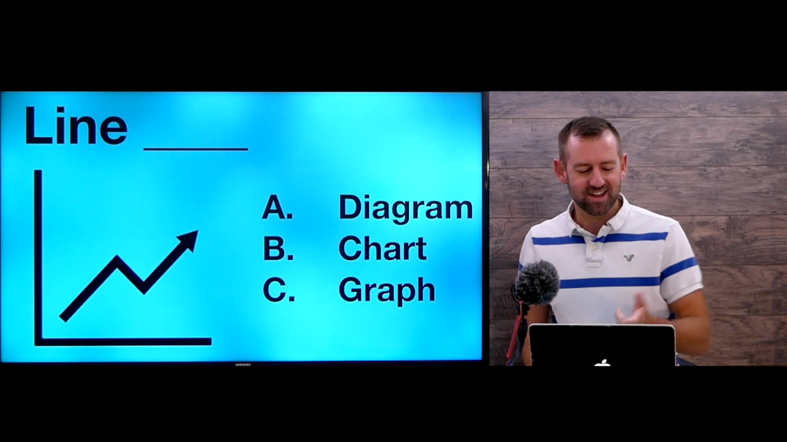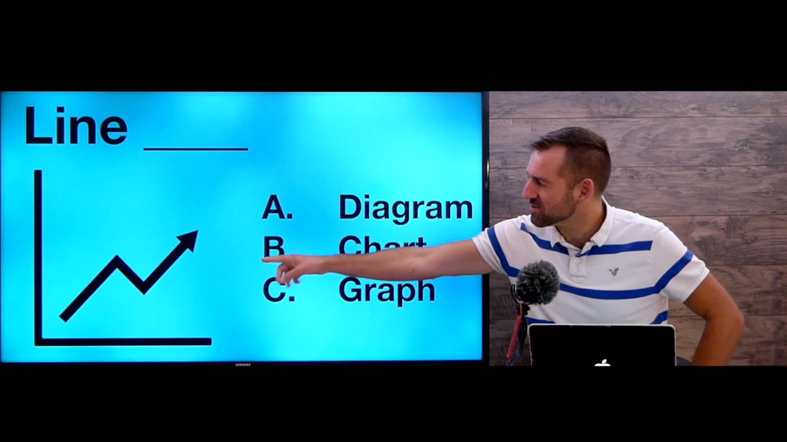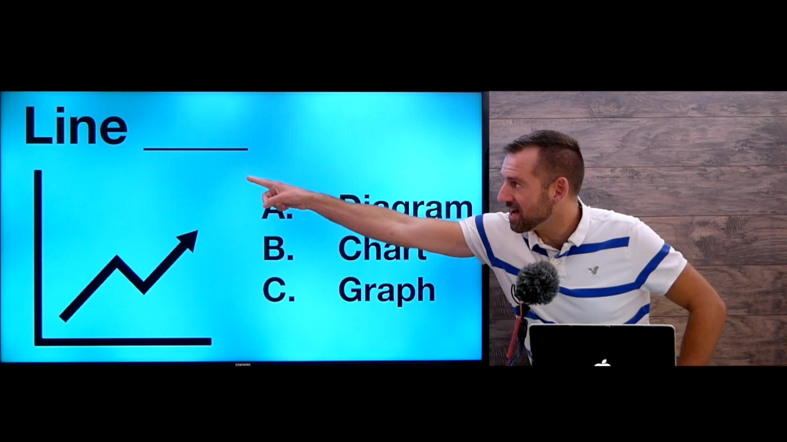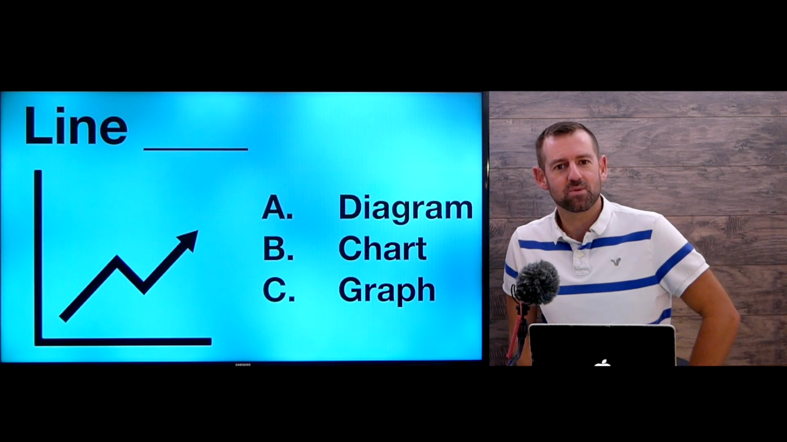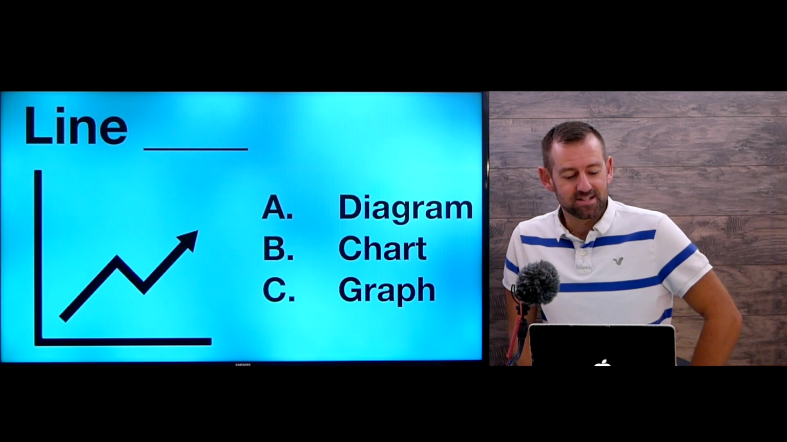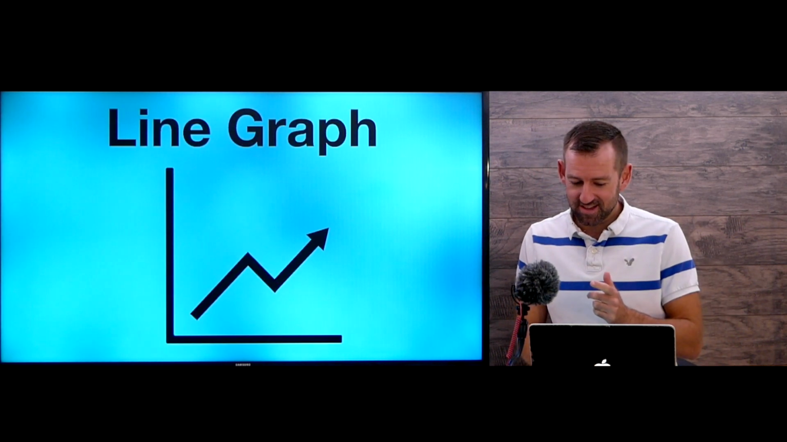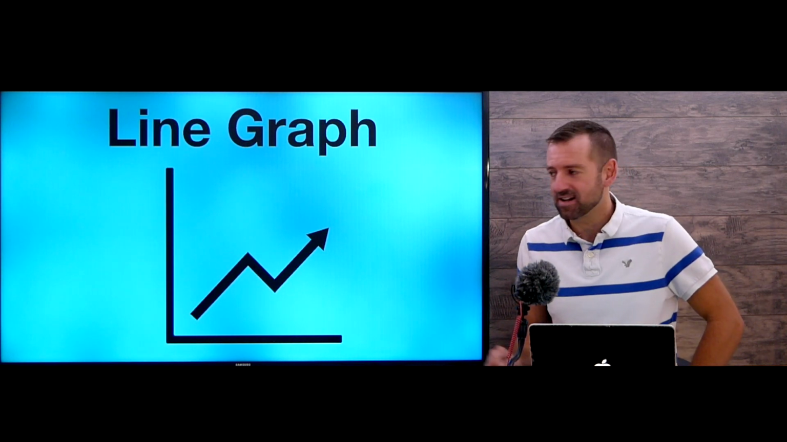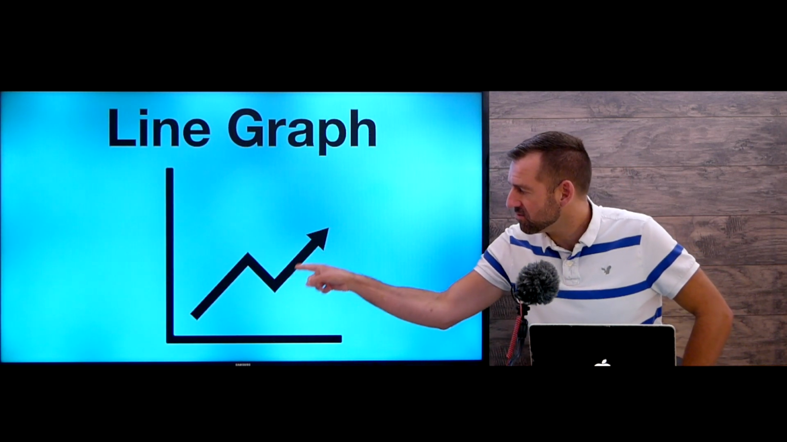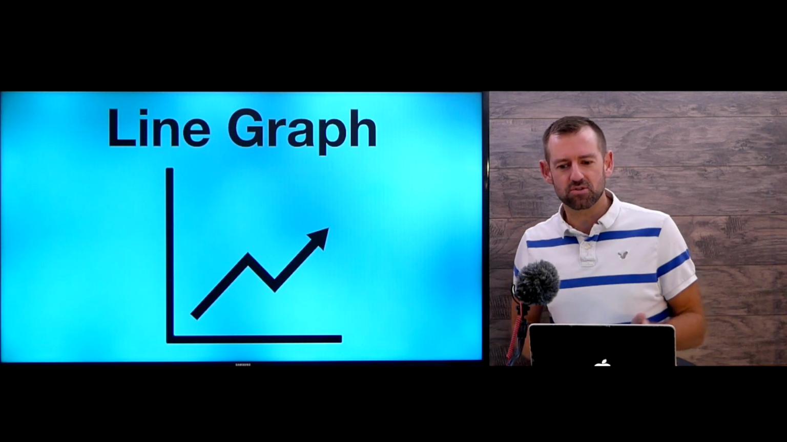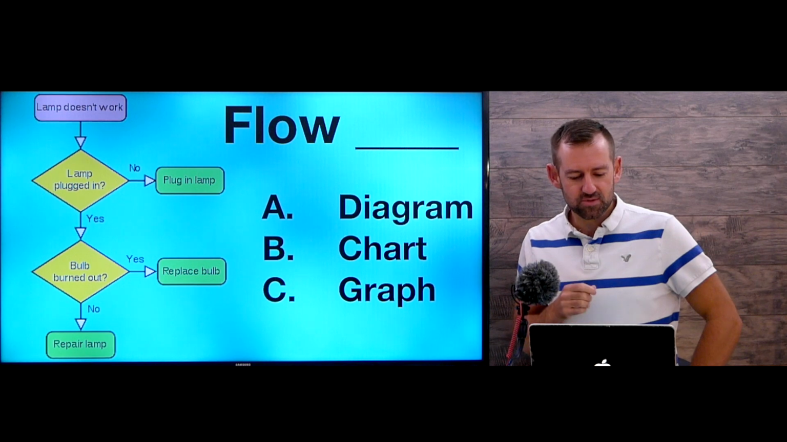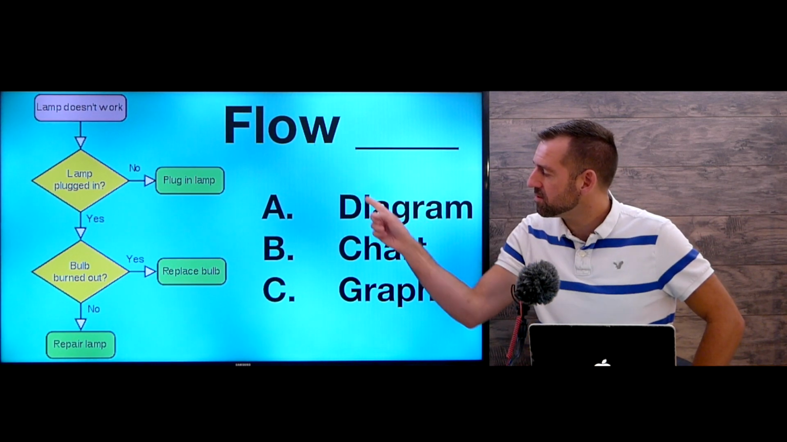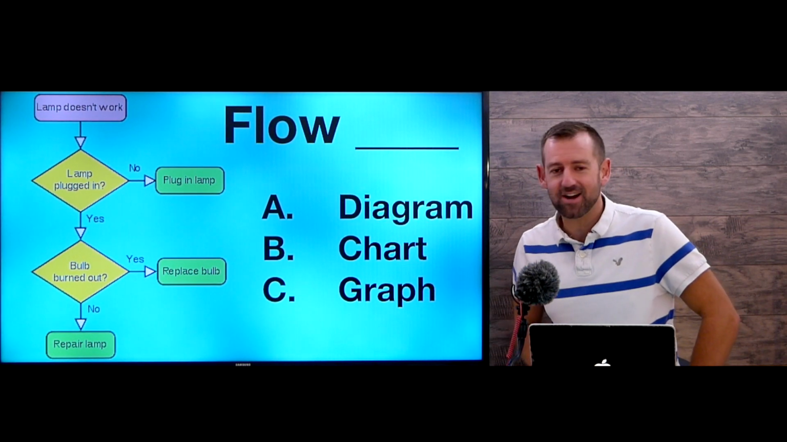But okay, let's go to the next one. This is called a line diagram, chart, or graph. What do you think? Well, it's called a line graph. You see line graphs all the time, showing the stock market or things like that. Okay, so the next one is a flow diagram, chart, or graph.